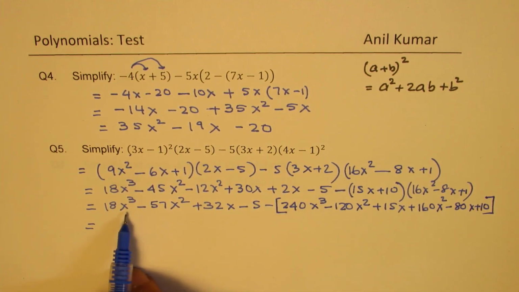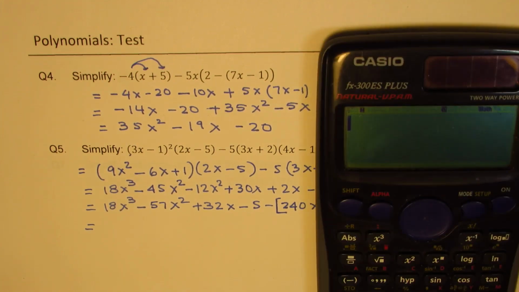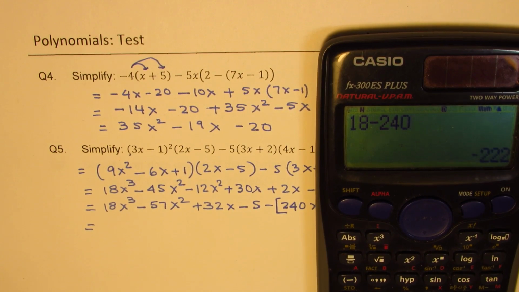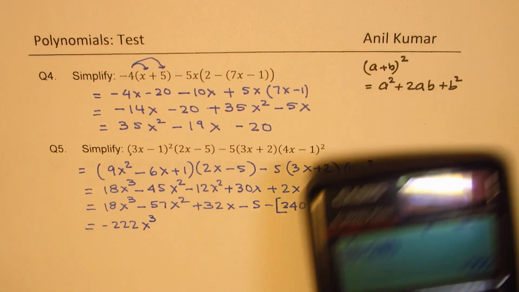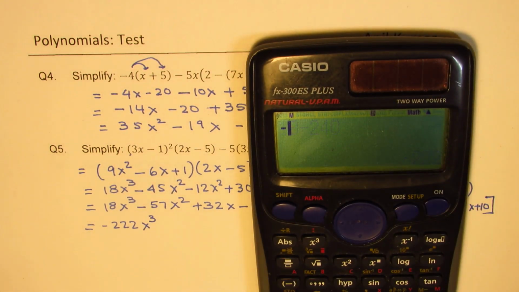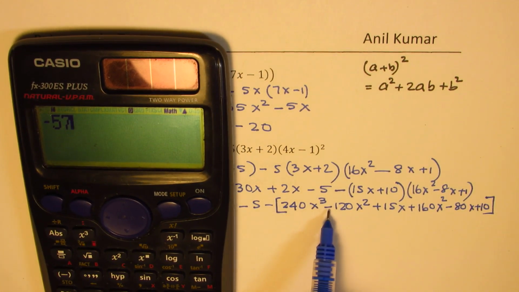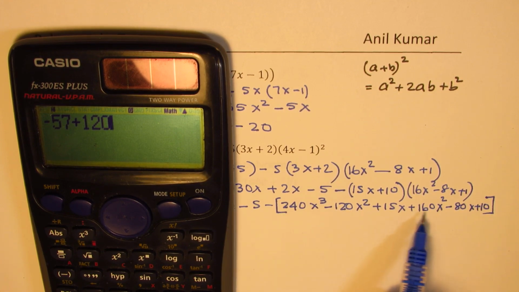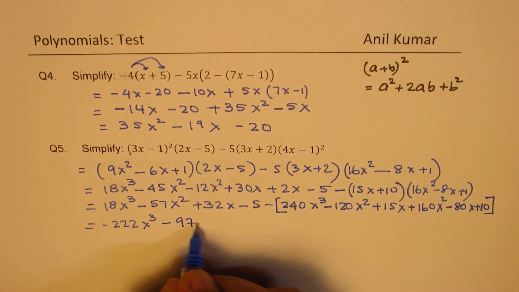Now let's combine the like terms. We have 18x cubed minus 240, correct? So first, we have 18 minus 240, and that gives you minus 222x cubed. Now as far as the x squared terms are concerned, we have minus 57. And this minus as minus, the signs will change. So we have plus 120, and then we have minus 160. That gives us minus 97. So we have minus 97x squared.